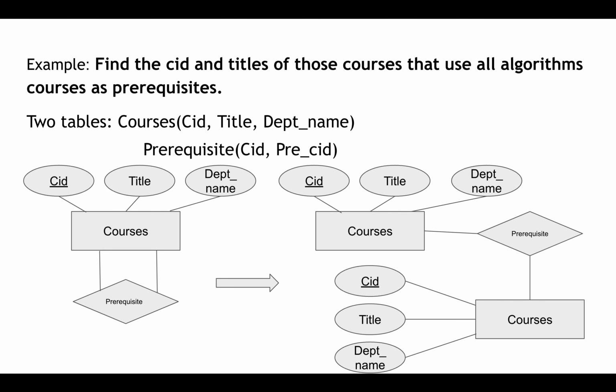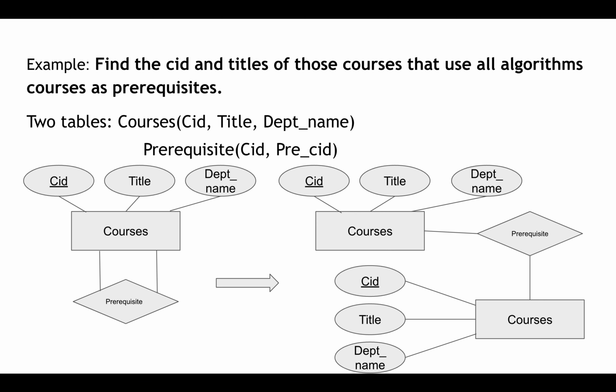For the first situation, though this is a unary ER diagram, we need to create a shadow entity set and transform the unary relationship into a binary relationship. Here's an example: find the CID and titles of those courses that use the algorithm course as a prerequisite. The first thing we should do is create a shadow entity, which is the same as the course entity, just a duplication. We could call them course 1 and course 2.